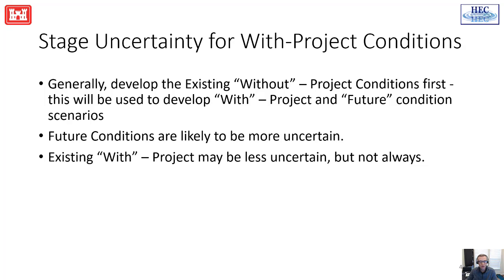Future conditions are likely to be more uncertain as we're uncertain as to what the future holds for land use development, building in the floodplain, the changing of the channel, etc. Existing with project condition may be less certain, but not always. For instance, with project, typically we have a better understanding of the design and how things will be implemented in the river system and may reduce uncertainty.